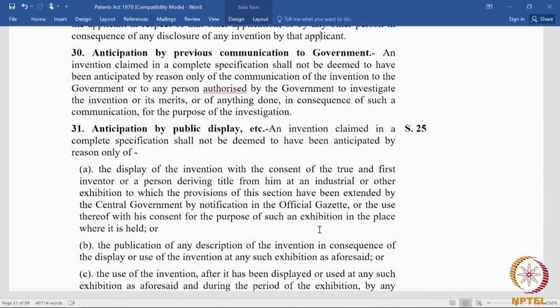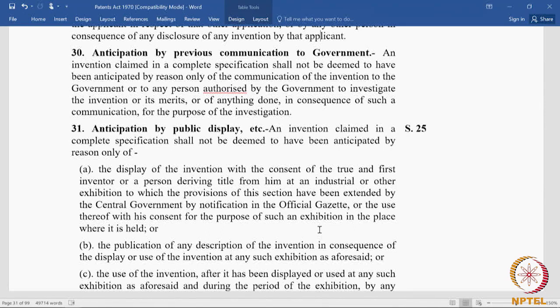So, you communicate your invention, say to a department of the government, they want to know whether the invention has merit, so that they can use it and license it from you. That will not amount to anticipation. Later on, if you file an application, that communication cannot be used as a ground for anticipation, because if that could be used as a ground for anticipation, nobody will communicate anything to the government.